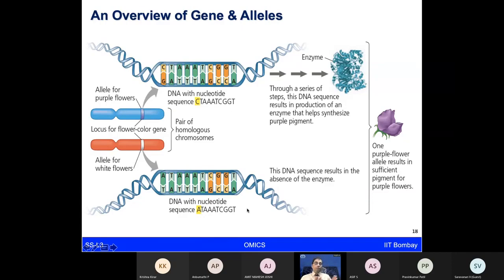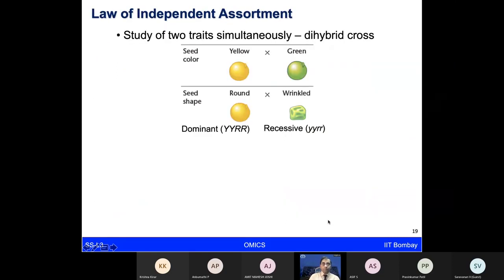So this is how the science progresses, how the research progresses, how we understand the basic concepts and take them forward and establish more of the molecular layers to validate those basic concepts.